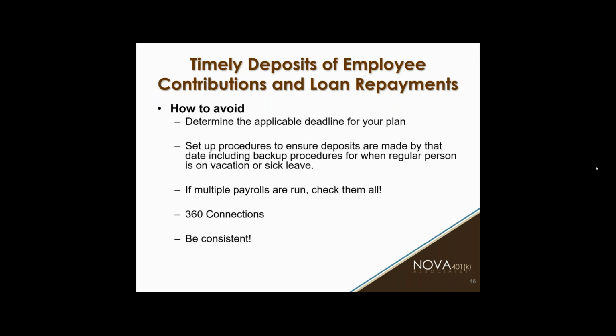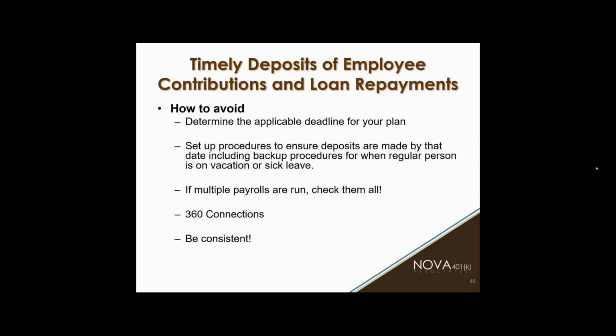We would recommend what we call 360 connections, right? This is where you can work with your investment provider and your payroll company. Many times there's a way they work together and they can feed information to each other automatically, so that there's no individual involved in hitting the approve button every time you have to send the deposit in for a particular payroll's contributions.